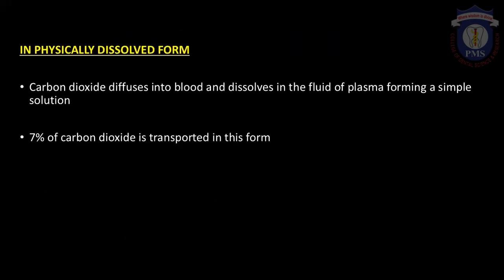The first one is in physically dissolved form. Here what happens is the carbon dioxide that reaches the blood combines with the water content of the plasma and is then transported. Only 7% of the total carbon dioxide is transported through this method. I repeat, the carbon dioxide that got diffused from the tissue reaches the blood, combines with the water content of plasma and is then transported in physically dissolved form. Only 7% of the total carbon dioxide is transported through this method.